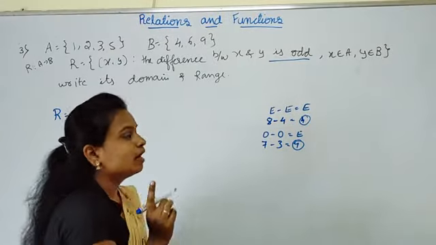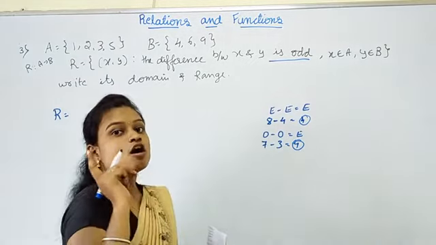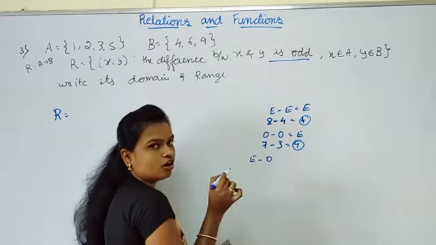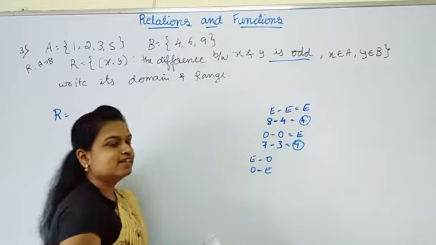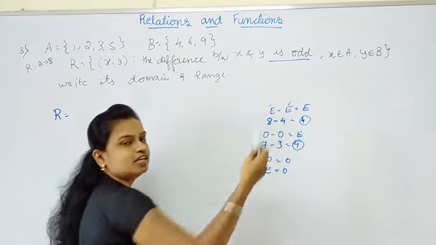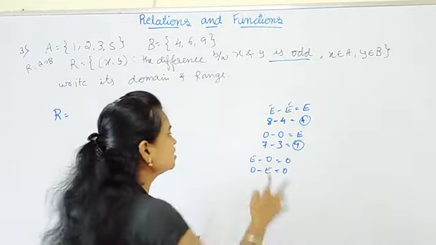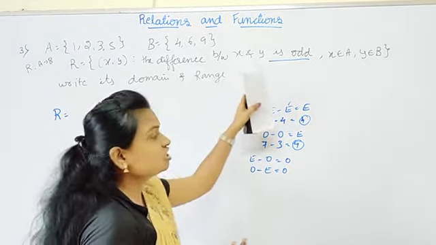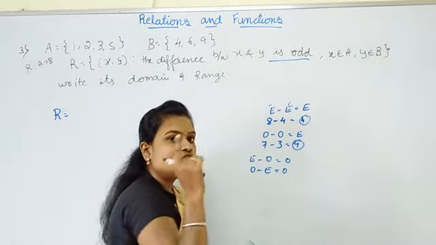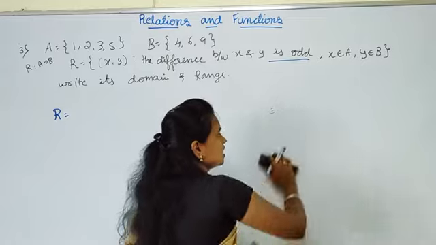We get an even number. But here the condition is the difference between the two elements x and y must be what? Odd. So the only possibility is we have to take even minus odd or odd minus even. Then only we get odd. If we take two even numbers, the difference is again even. If we take any two odd numbers, we get again an even number. But here the condition is that the difference must be odd, right? So for that we have to consider one even number and the other one an odd number. Okay, I hope all of you understand this one.